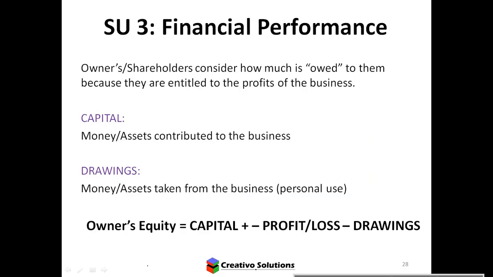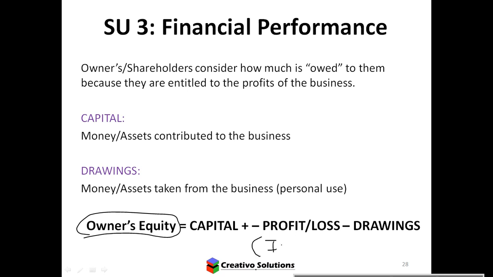Right, there's your definitions for capital and drawings. What is capital? We spoke about it earlier. I asked you: manual assets contributed to the business for whose benefit? For the owner. For the owner's benefit. Exactly. So owner's equity will also be affected here. That's why you've got this equation. Owner's equity is capital plus or minus the profit or loss, minus the drawings.